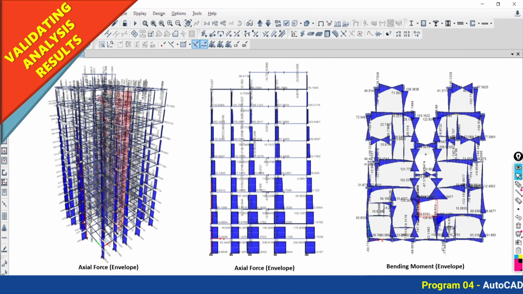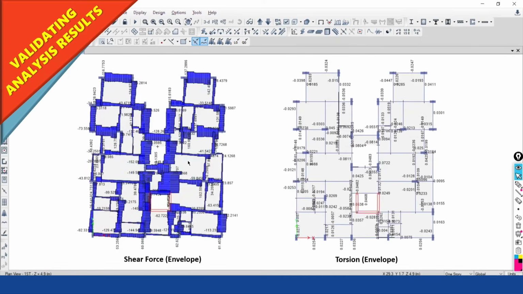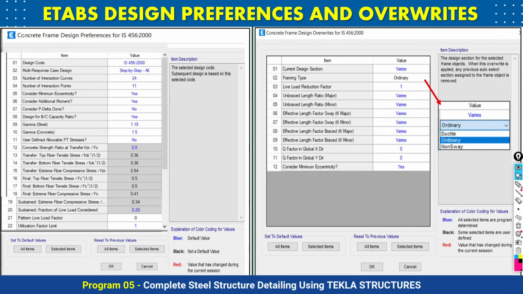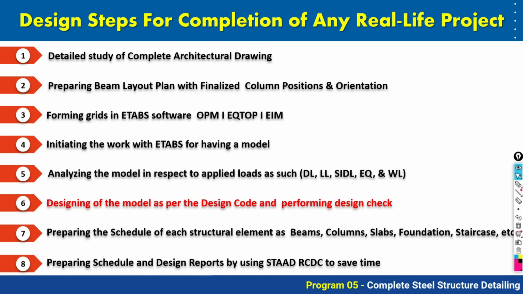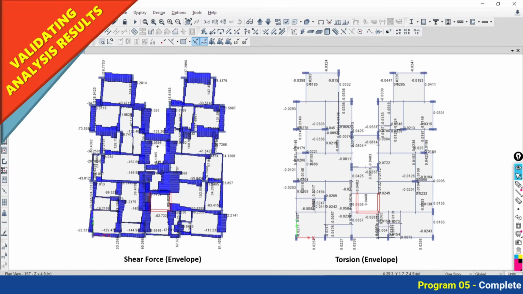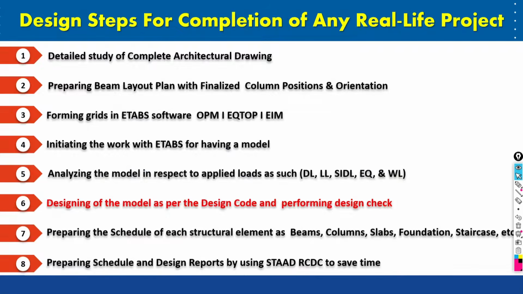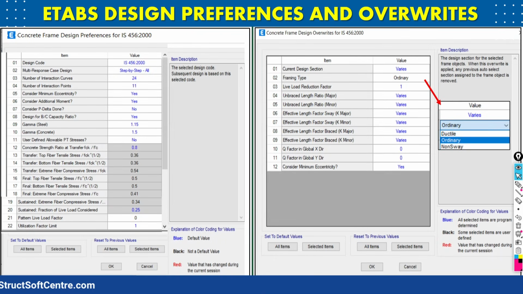We will ensure whether the analysis results are right or wrong. Shear force, torsion value, how these values are coming, whether they are right or wrong, we are going to learn that part also. And guys, with all of that we are going to move towards the design. After the analysis we will check overall whether the analysis is right or wrong, and after the checking we are moving towards the design. And before going ahead with the design we have to set the definition in the ETABS software.